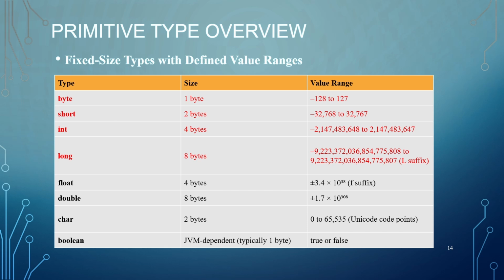For decimal numbers, float and double are used. A float uses 4 bytes and is suitable for less precise calculations, while a double uses 8 bytes and provides much higher precision. The char type stores a single Unicode character using 2 bytes, supporting international characters. Finally, Boolean represents logical values, true or false, and is commonly used for conditions and control flow. Together, these primitive types form the foundation of Java's data handling and performance.